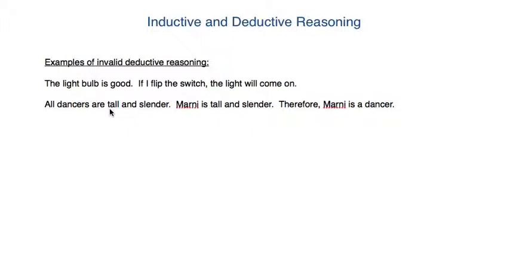And what you should have said maybe was tall and slender people are all dancers, but that might not be true. Marnie is tall and slender, but if that were true, then Marnie might be a dancer. But this one does not work because we've got a converse error here. We've got an error in our logic here.